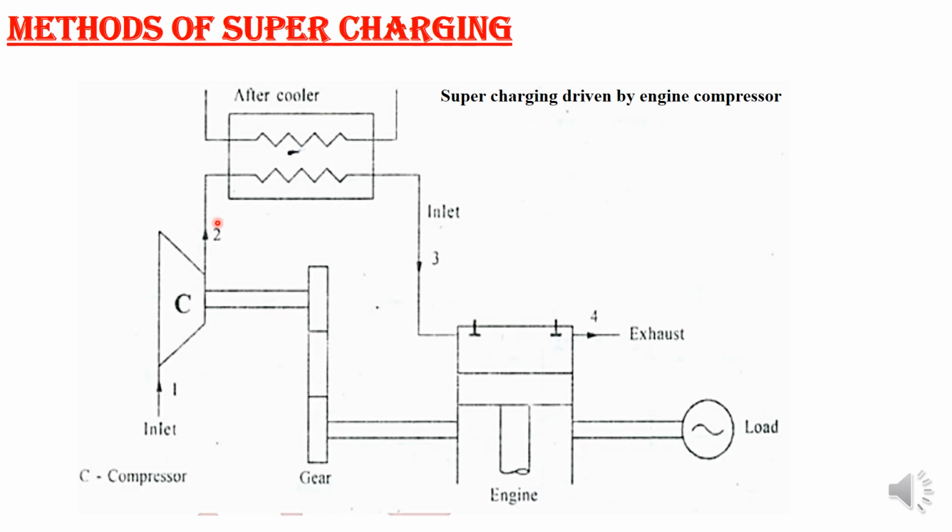1 to 2 is compression, where pressure will rise. 2 to 3, pressure will remain constant but temperature decreases to the initial condition. Then the air at initial temperature and raised pressure goes through the engine, where the power output can be increased. In this way we can have supercharging with the engine driven compressor. Okay, so next we will go to the next method.